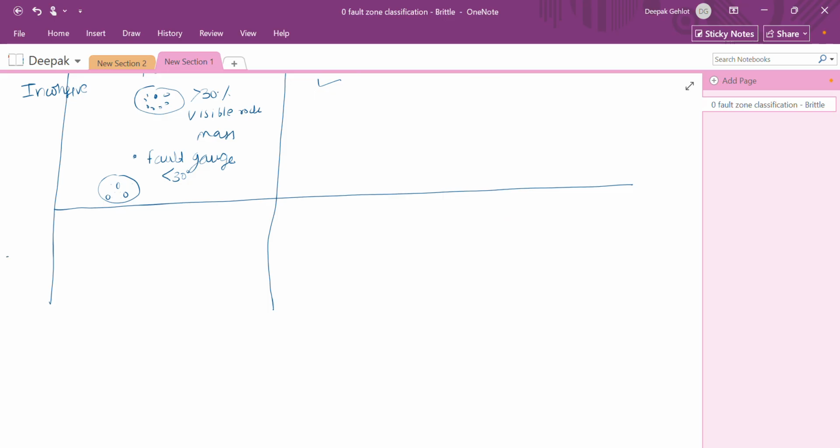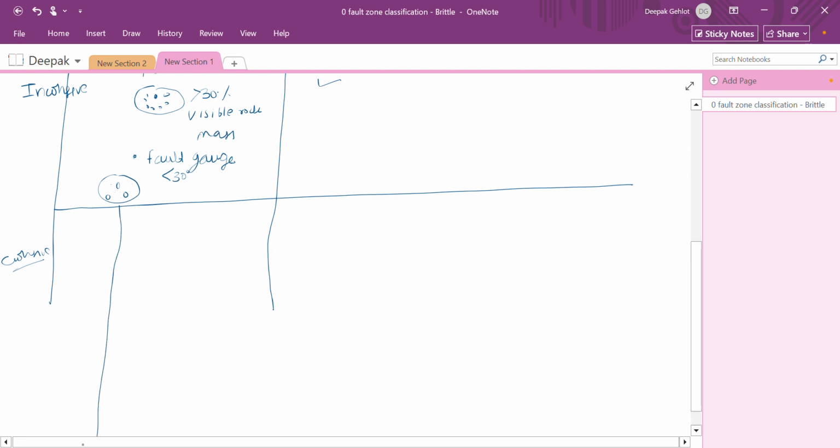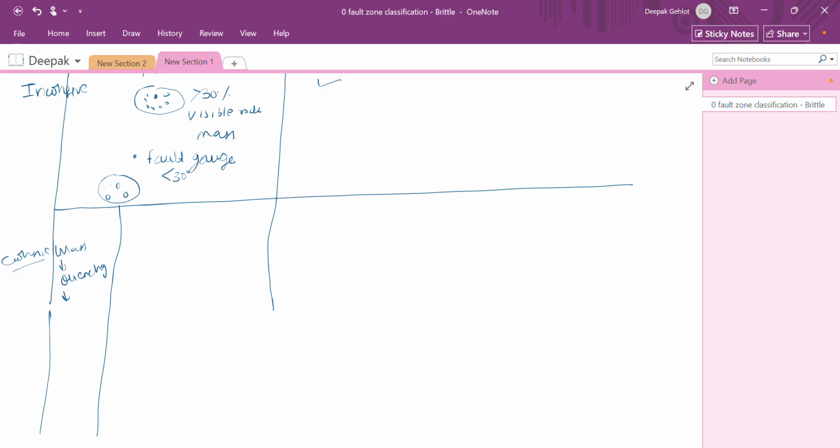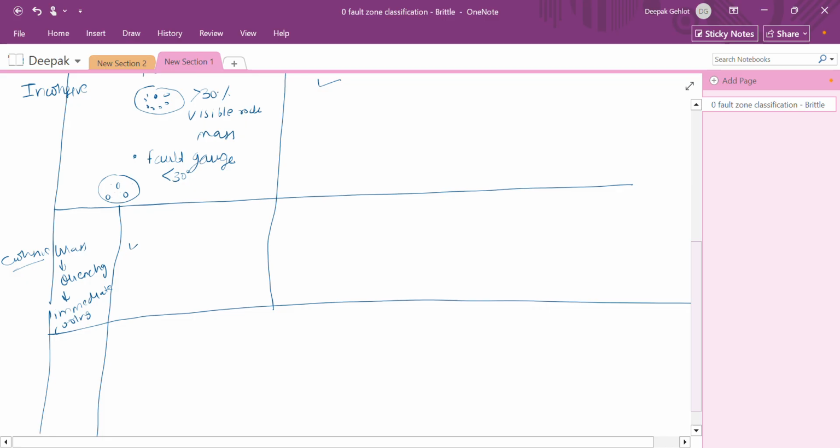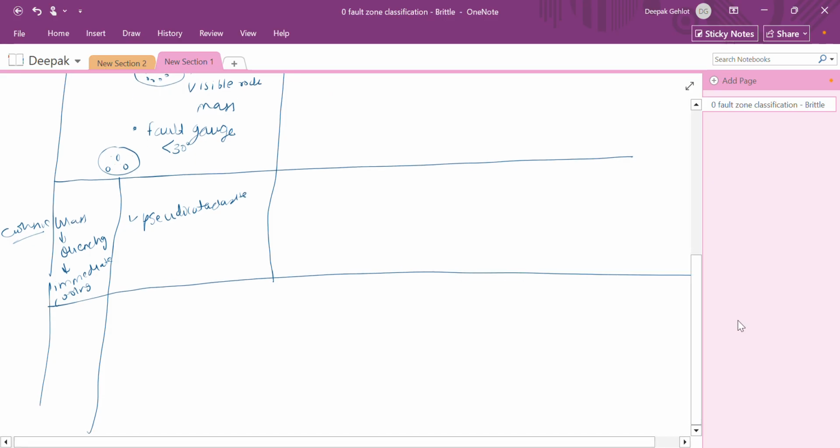Then we directly come to the cohesive. In cohesive, first comes the glass type. So what are glasses? They are formed because of quenching. What is quenching? Immediate cooling. And these glasses are called pseudotachylite.